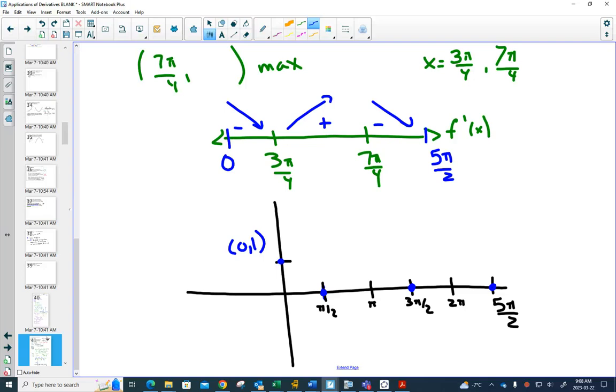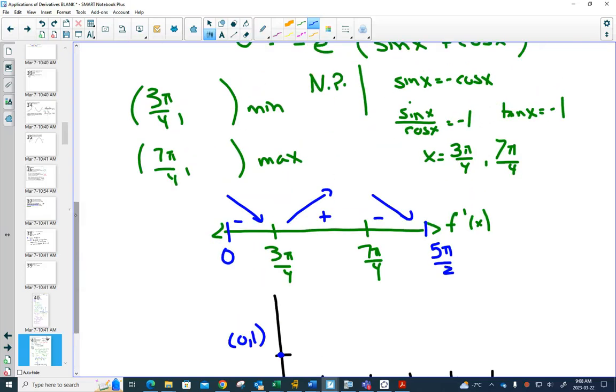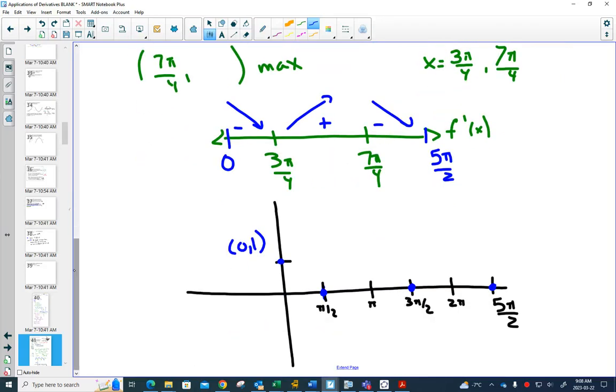So we could, without a graphing calculator, just a scientific calculator, you could plug in 3 pi over 4. I'm going to mark on my pi plate here, 3 pi over 4 would be right there. 7 pi over 4 would be right there.